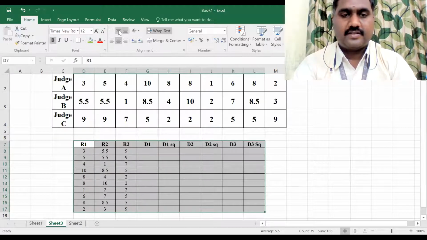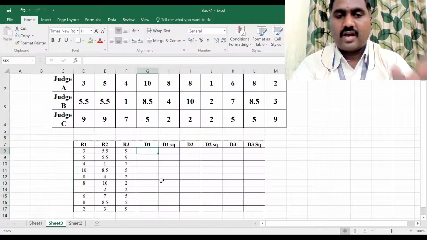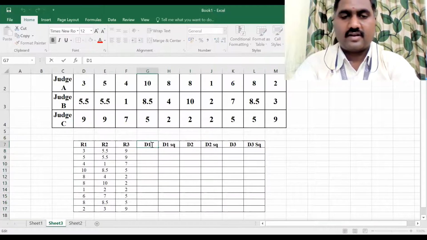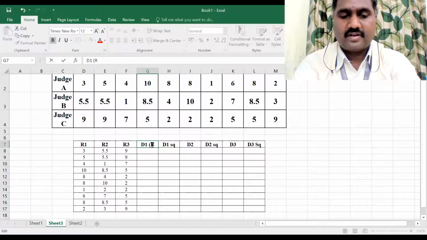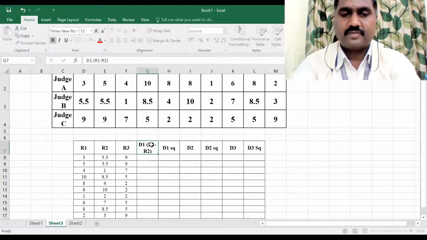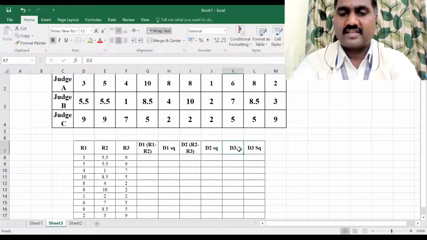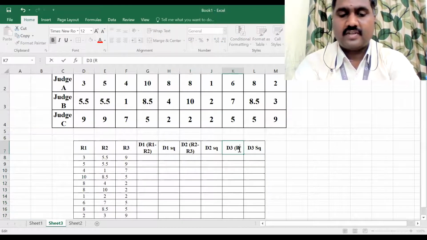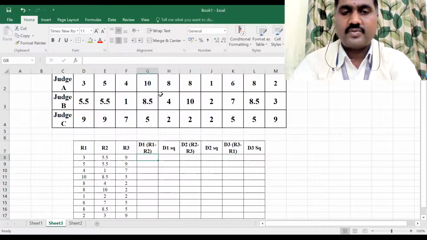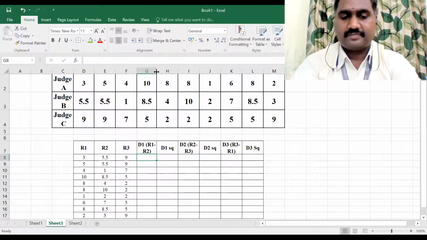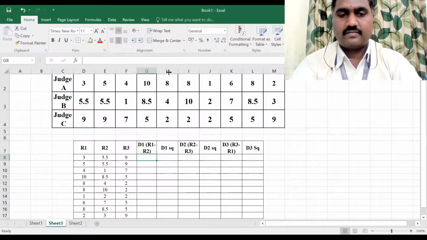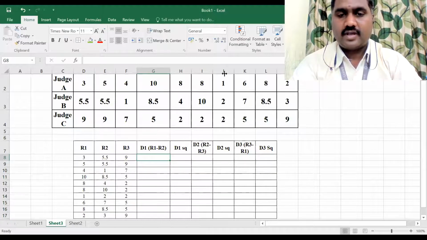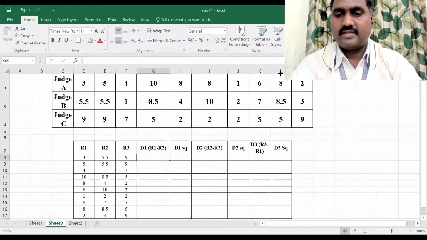Now D1 is R1 minus R2. I'll write it here itself because some people will get confused. R1 minus R2. And D2 will be R2 minus R3. The procedure is same as we did in the previous class. And D3 is R3 minus R1. Now you tell me, D1 is what? R1 minus R2, right? And D2 is R2 minus R3, and D3 is R3 minus R1.